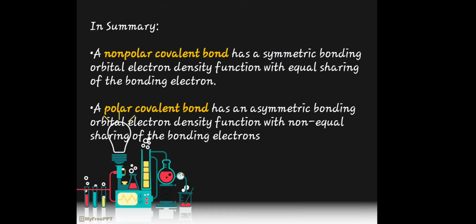So in summary, a nonpolar covalent bond has symmetric bonding orbital electron density with an equal sharing of the bonding electrons, while a polar covalent bond has asymmetric bonding orbital electron density with non-equal sharing of the bonding electrons. Yun na nga yung sinasabi ko kanina, that when we say nonpolar covalent bond, it is from the symmetric bonding. Kasi bakit? It has the same element and equally shared electrons. Why polar covalent bond? Asymmetric. Why?